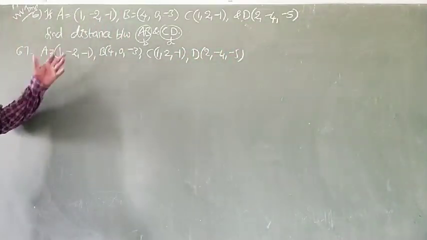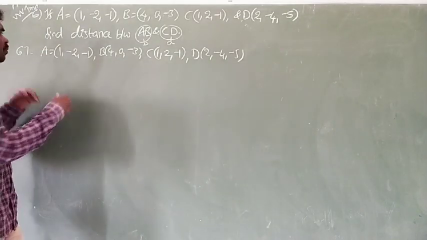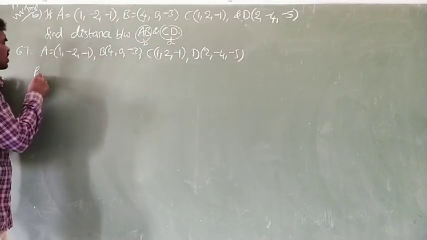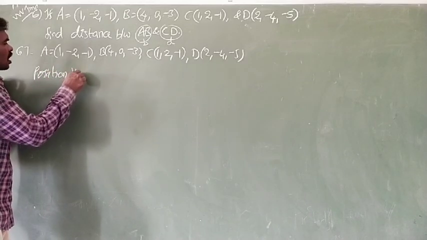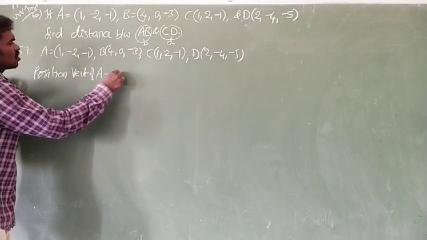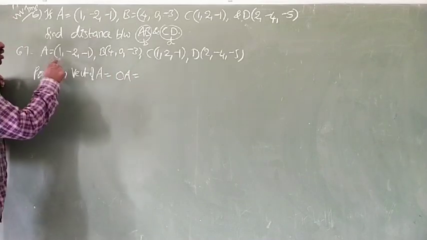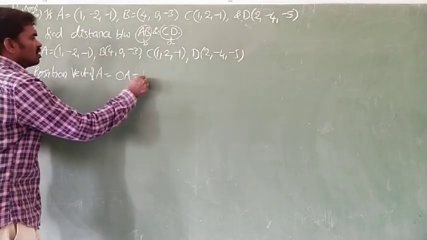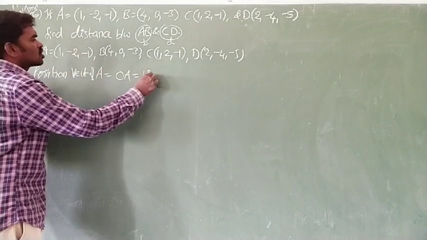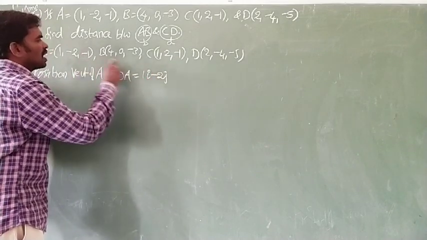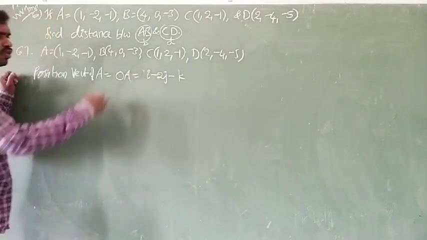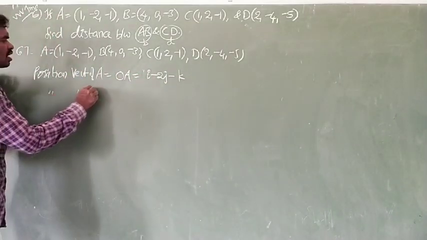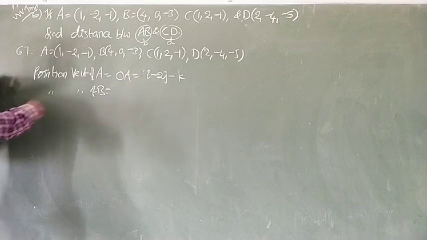Expressed in vector form. We are in the vectors topic. So when a point is given, the point is taken as a position vector. So the position vector of A is OA, which equals 1i, coefficient of j is -2, so -2j, coefficient of k is -1, so -1k. No need to write 1. So OA is that.